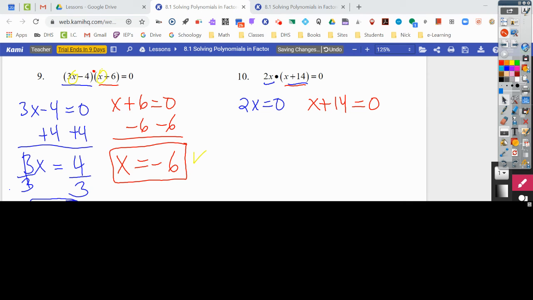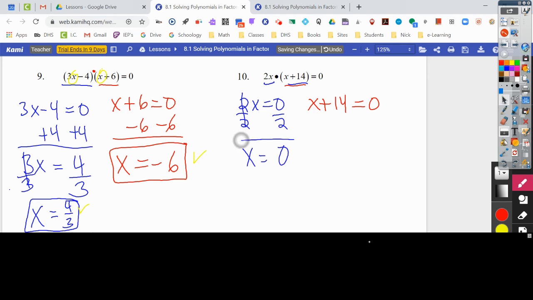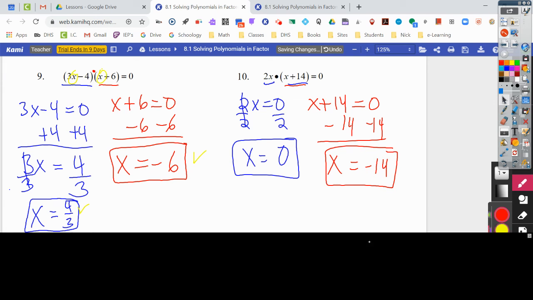All right, so 2x equals 0. Well, to solve that one, we just simply divide by 2. And 0 divided by 2 is not 2, it's just 0. Let me clean that up. I don't like the way that looked. So it's just 0. And it's okay to get 0 as a solution. That will happen sometimes. And then for my other one here, we subtract 14, and we get x is equal to negative 14 as my other solution. Again, I have an x, and I have another x, so I have two solutions here.